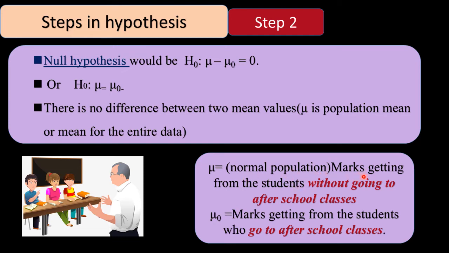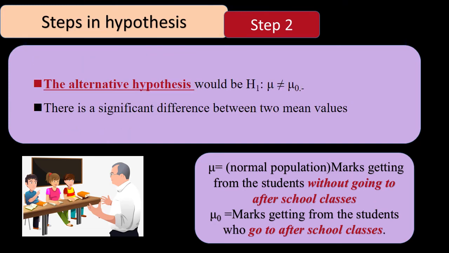Then if we are checking the normal population, then marks getting from the students without going to after school classes do not have any differences from the marks getting from the students who go to after school classes. Like that, there are two values there.